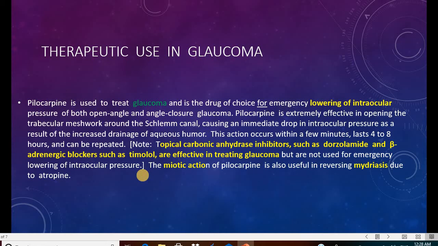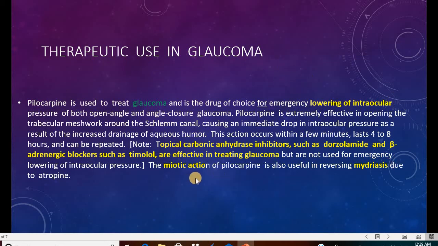So this is the clinically important point for the drug of choice. If you need emergency lowering, the preferred drug is pilocarpine, but for the treatment, the preferred drugs are adrenergic blockers or carbonic anhydrase inhibitors. For effective treatment, these two, and for the emergency lowering, you can use pilocarpine.